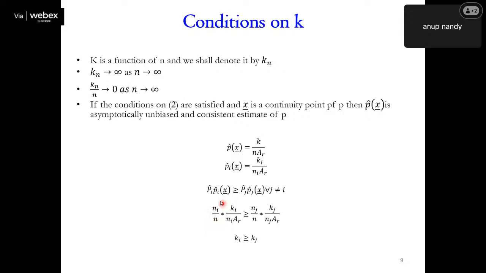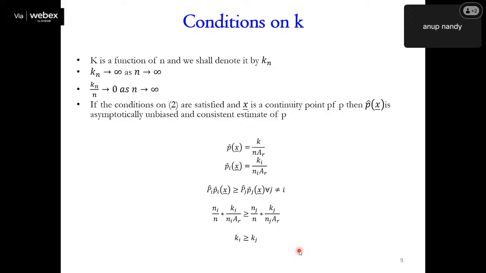This is my prior probability, and p hat i of x is nothing but the estimated density which you have already calculated. What is it? That is ki by ni into r. So this is my estimated density for the first class. Now this is the estimated prior probability for the second class, nj by n multiplied by kj by nj into r. Now you just do some cancellation of the terms. This will be constant, and this can also be the same for both the classes. I can only have ki is greater than or equal to kj.